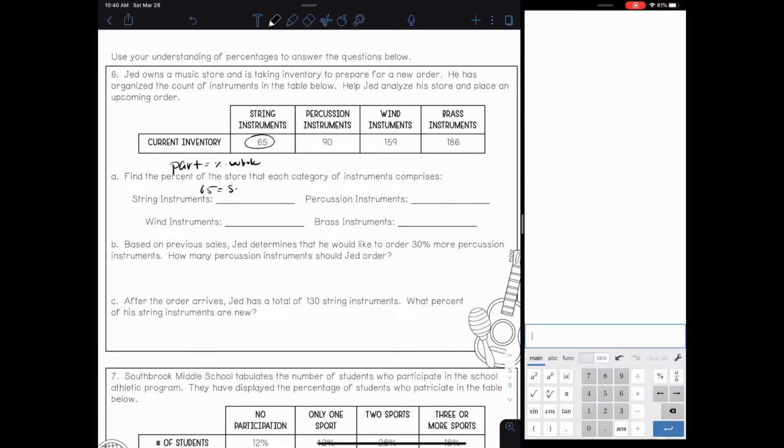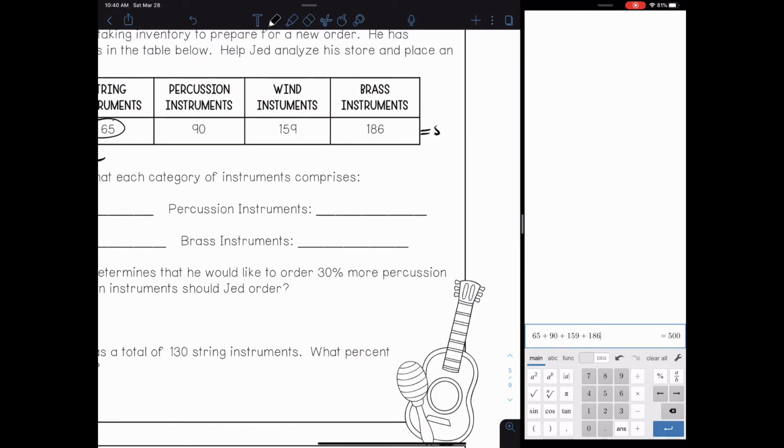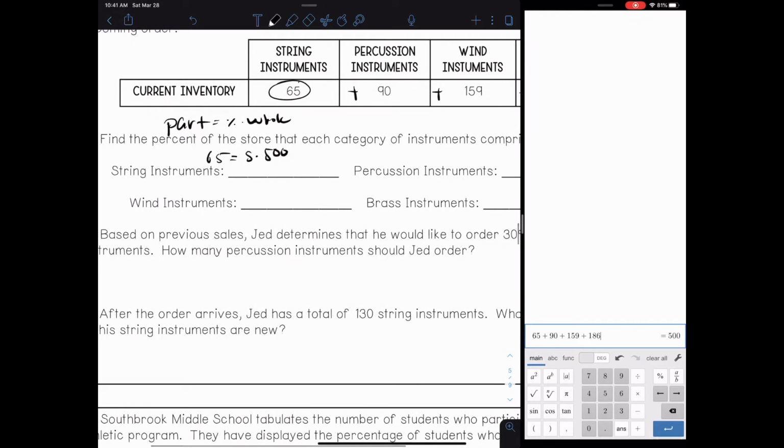Well, to figure out what it's out of, how many instruments are in the store? You got 65 plus 90 plus 159 plus 186. So it's out of 500 instruments because there are 500 total. Okay, so 65 equals S times 500. All right, how do you get the string instruments by itself? So divide both sides by 500.